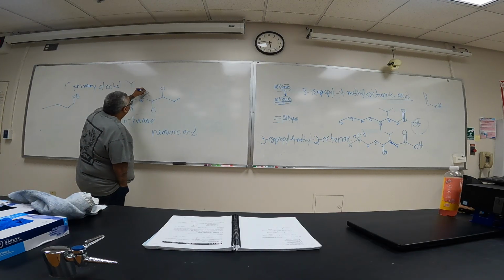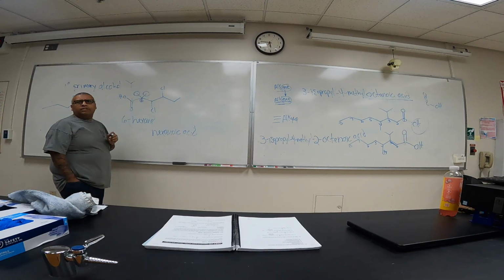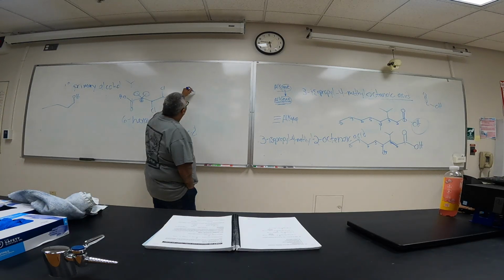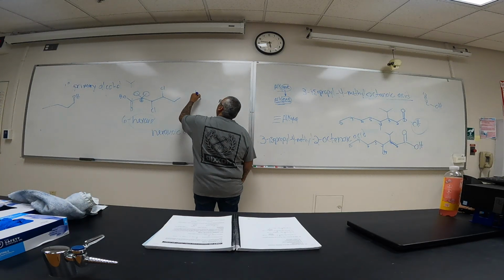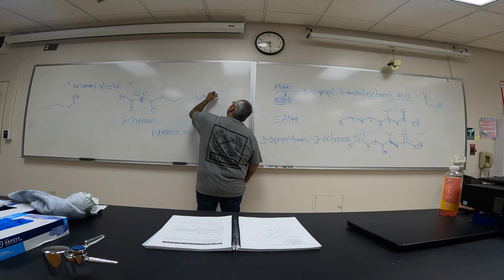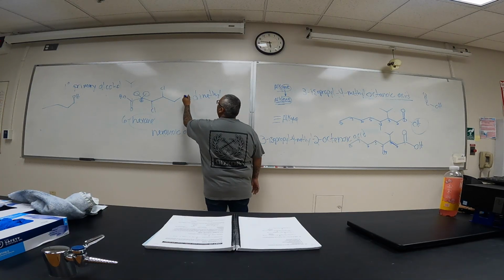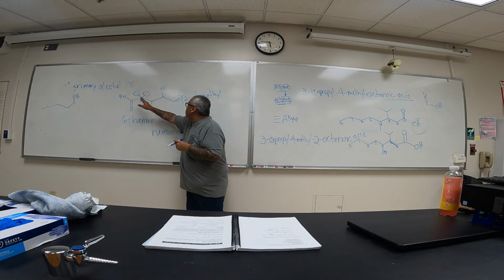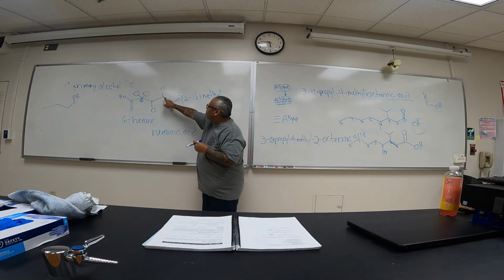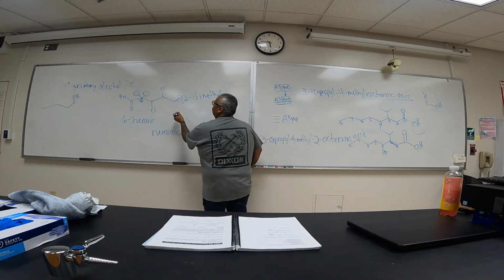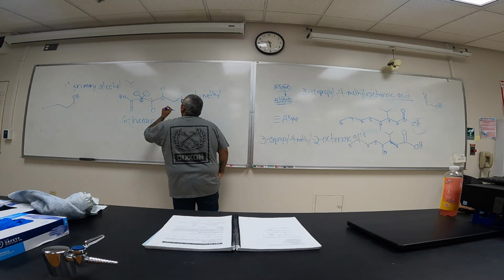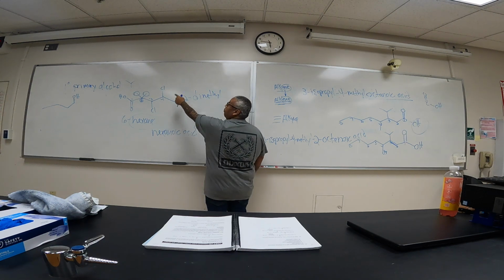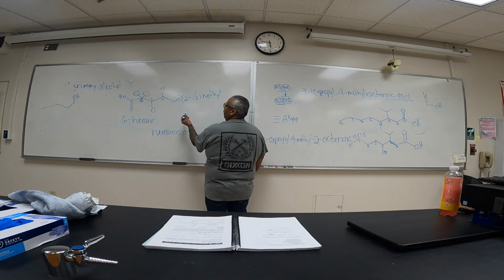Because they're the same, what prefix could we use for that? Dimethyl, perfect. Dimethyl, and they're both on carbon number 2, so we're going to put 2,2. If I have 2 branches, I need 2 numbers, right? So here again, this is on carbon number 3, carbon number 4. They're both identical, so what would we name that?